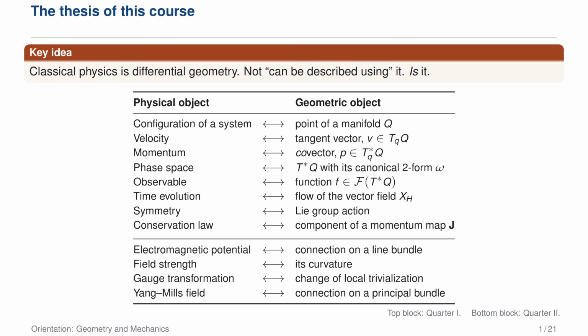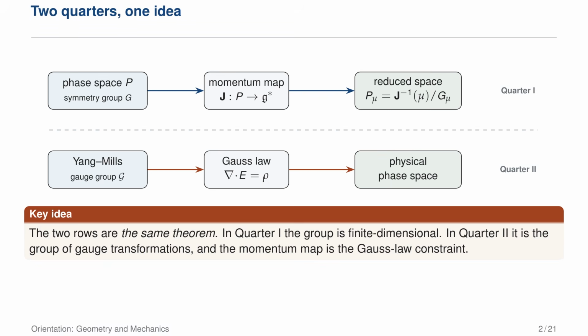In the second quarter, the same list continues. The electromagnetic potential becomes a connection on a line bundle, the field strength becomes its curvature, and a Yang-Mills field becomes a connection on the principal bundle. Here is the shape of the two quarters in a single picture, and I want you to keep it in mind even before it makes sense.